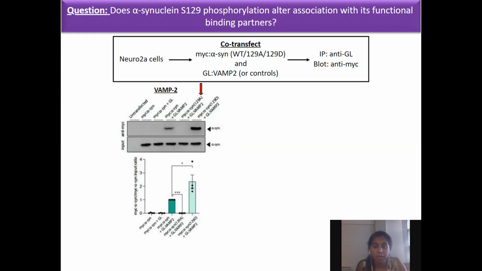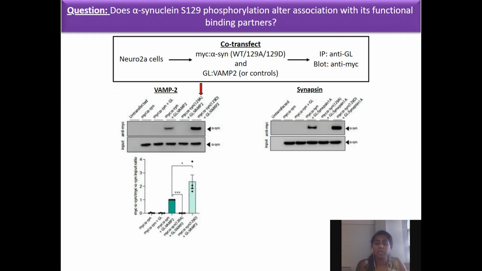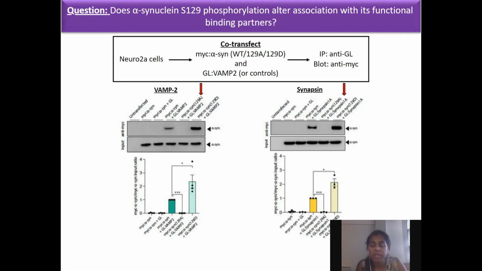And a similar pattern on the right, we did the same IP, now expressing green-tagged synapsin, and we see a similar profile where mutating the S129 site to a phospho-null mutant completely abolished the interaction between synapsin and VAMP2.